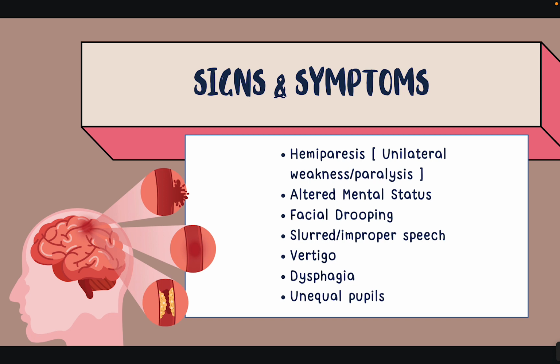Sometimes it could be a UTI, an infection, and cause altered mental status. But until you do your NIH and rule that out, and the doctor doesn't rule out that it is a stroke, you are going to continue thinking the worst, okay? Because it's better to think the worst than think not the worst, and then the worst is actually happening, okay? And you're here to save patients, right? So your patient can come in with altered mental status, a facial droop, slurred improper speech, vertigo, dysphagia, and unequal pupils. Okay, so these are very, very common symptoms, and mostly the ones that you will see with your stroke patients.